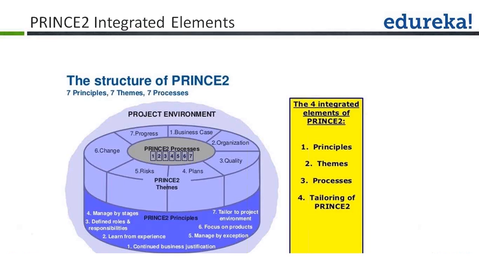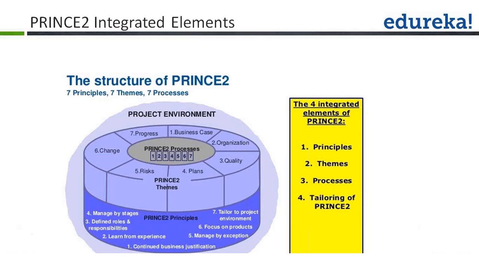Now, let's talk about the 4 PRINCE2 integrated elements that define the structure of PRINCE2. The PRINCE2 methodology is based on the following key elements: 7 key principles supported by 7 themes, delivered by 7 processes, and tailoring PRINCE2 to the project environment.